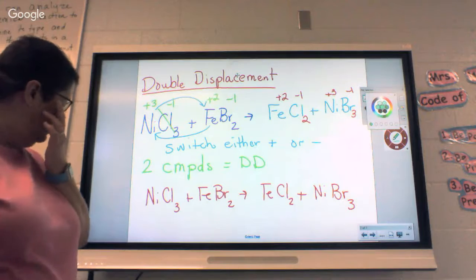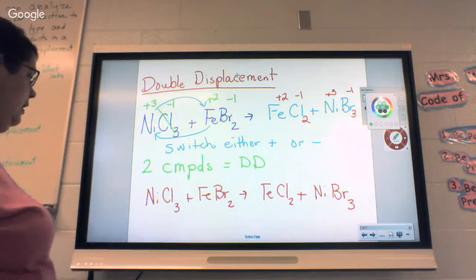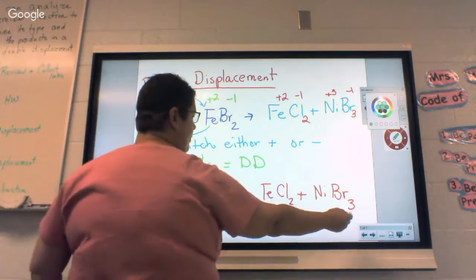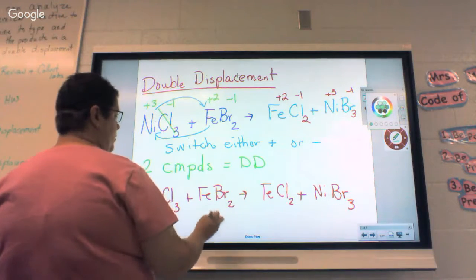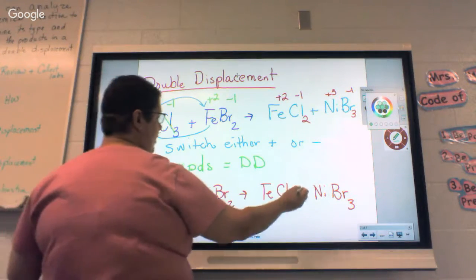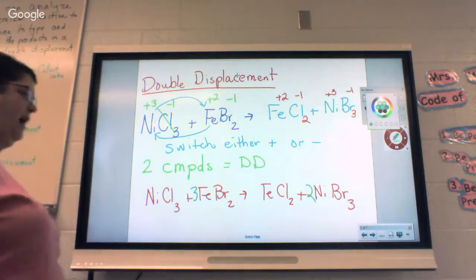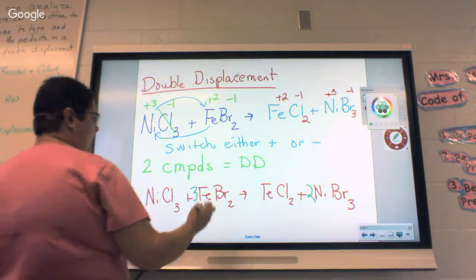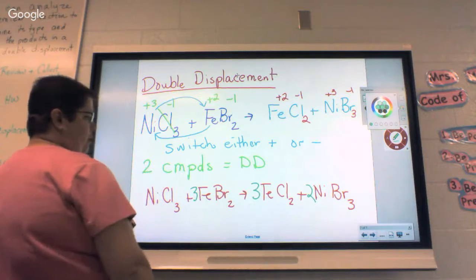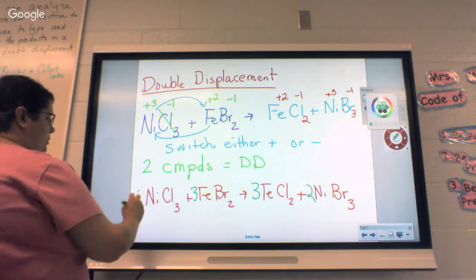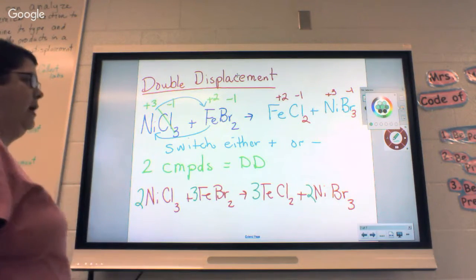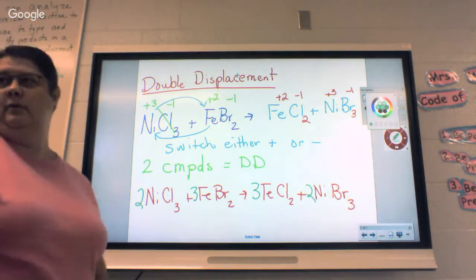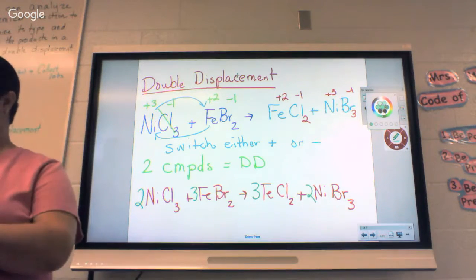Who do you want to balance first? All right, how many bromines are here? How many are here? So I need a 3 and a 2 to make 6. All right, from there. Okay. I made how many chlorines? So, and we got it. Question. You think you got them? Know how to do them?